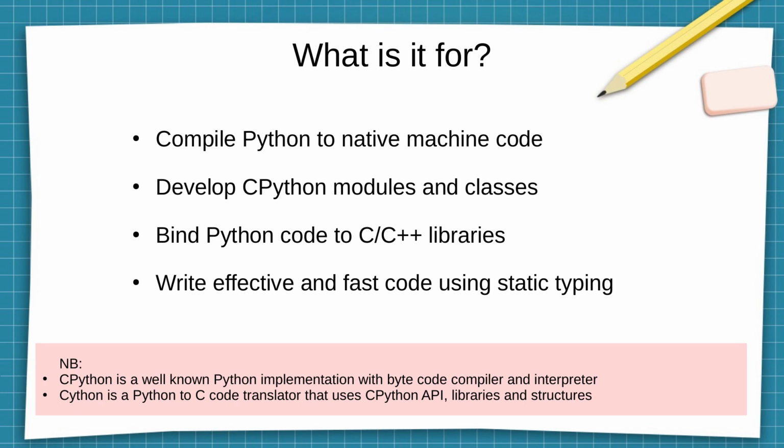You must remember that Cython and CPython are different things. Cython is a translator tool that is the subject of this presentation. CPython is the most well-known and widely used Python language implementation, including its bytecode compiler and interpreter. CPython exposes an API, which is used by code generated by the Cython translator.